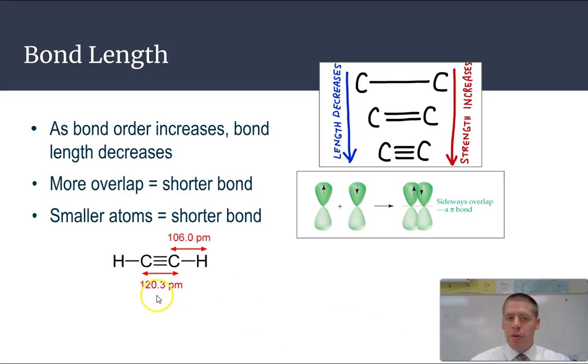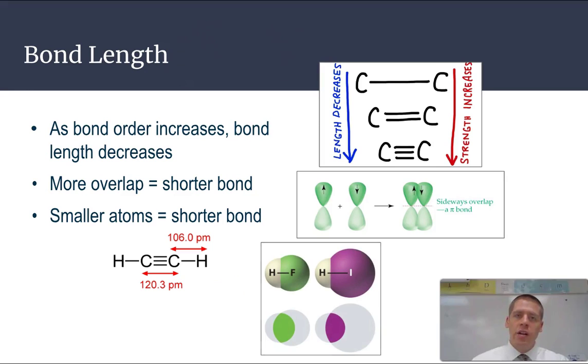So take a look at this example and soak this in for a second. The carbon-carbon triple bond is 120 picometers, but the carbon-hydrogen single bond is 106 picometers, right? The more overlap, the shorter the bond. The triple bond has more overlap than a single bond, but smaller atoms also make shorter bonds. The hydrogen atom is so small that this bond length is actually smaller than the carbon-carbon bond, even though the carbon-carbon bond is a triple bond.